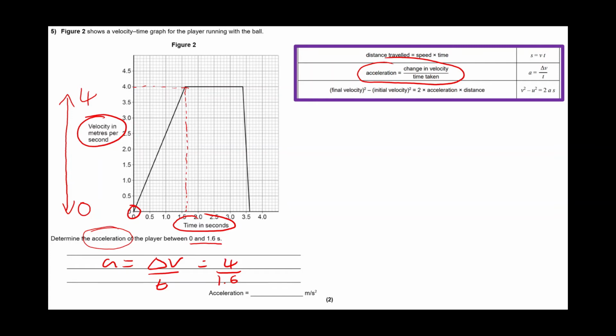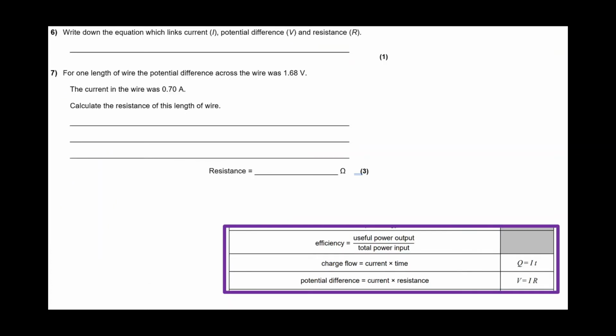And if you do 4 divided by 1.6 on your calculator, you're going to get 2.5 meters per second squared. So it's a slightly different style of question where you've got to find numbers on a graph. But again, the equation is given to you, and you just got to look for those terms and find the right equation.